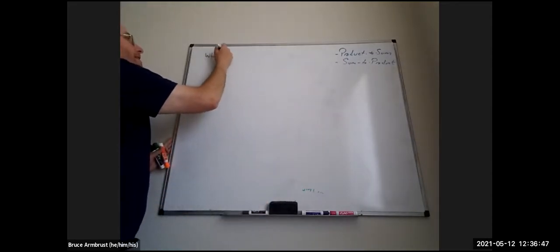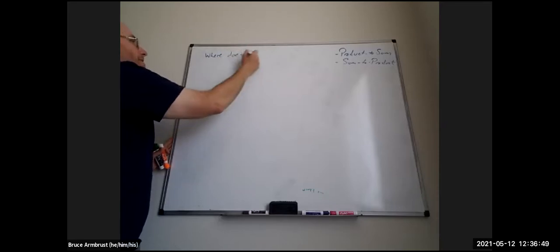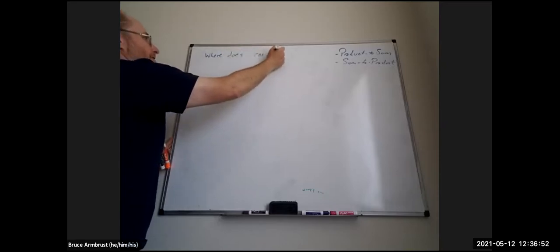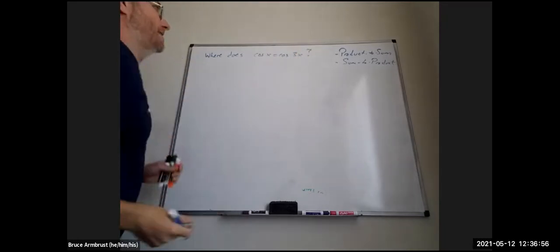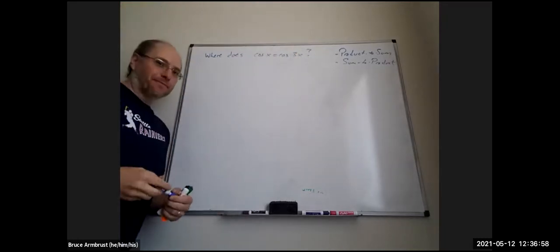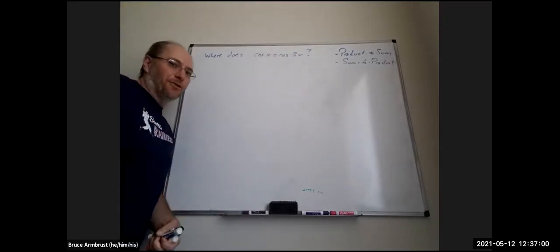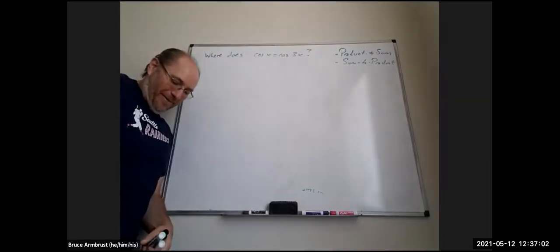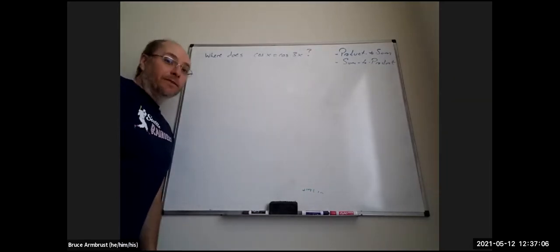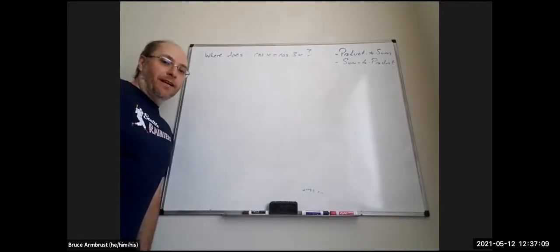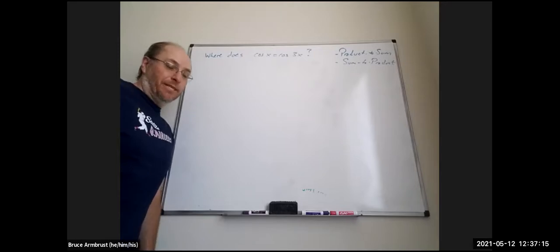Where does cosine of x equal cosine of 3x? Yeah, this will do what I want it to do. So it's a similar kind of question, but can you give me an angle where its cosine is the same as the cosine of the angle that's 3 times as big?